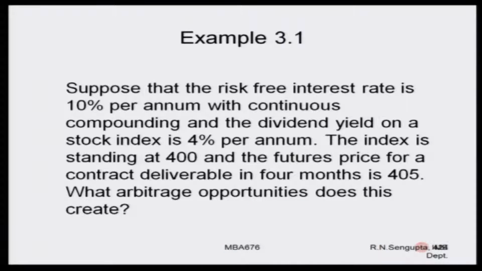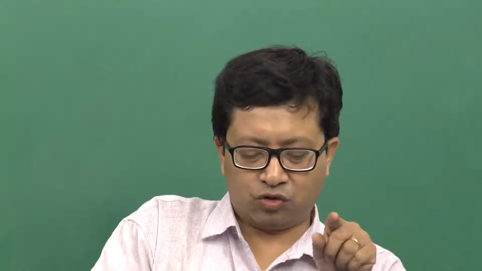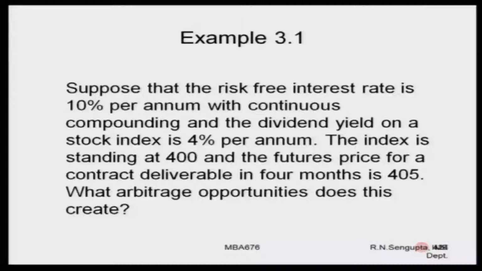Based on it, you find out whether this 405 is less than or greater than or equal to the value S0 times e to the power (R minus Q) times T. T, as you should remember, is 4 months, which is 4 by 12, R is 0.1, and Q with a minus sign is 0.04. S0, as I mentioned, is 400.